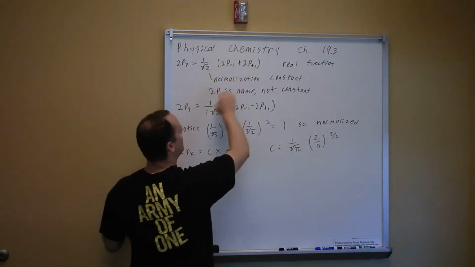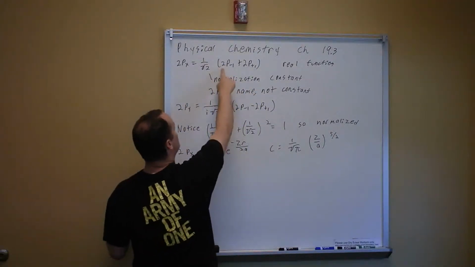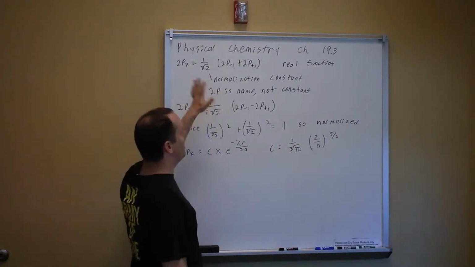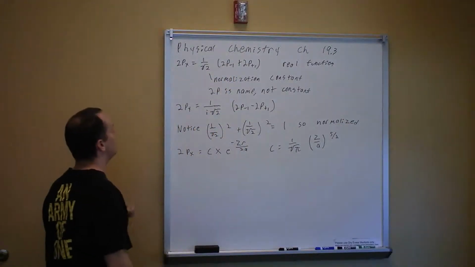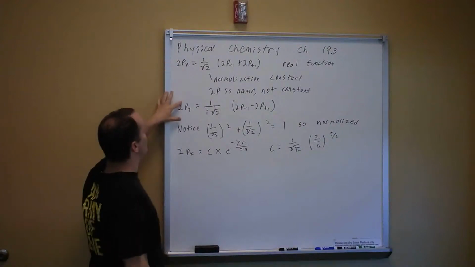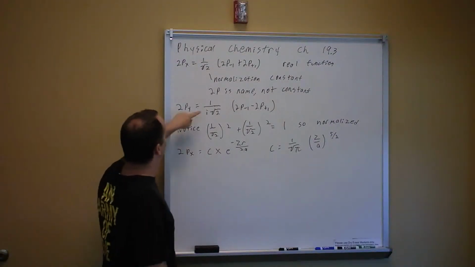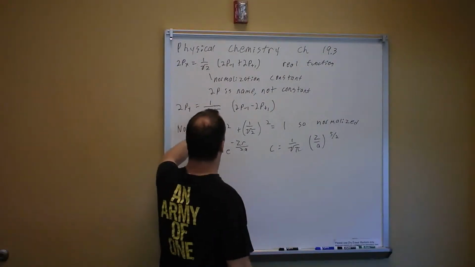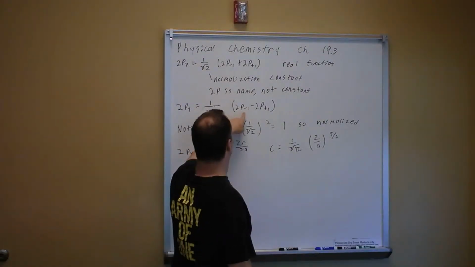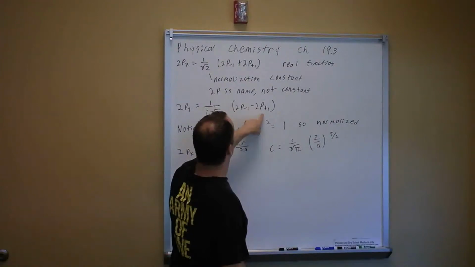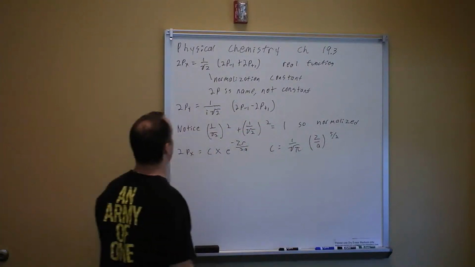And remember this 2p, this is the name of the orbital. It's not 2 times p. So that 2 is not a number, a constant, or anything like that. And then, of course, the 2py orbital has to be perpendicular to the 2px orbital. And that's 1 over i times the square root of 2 times 2p minus 1 minus 2p plus 1.